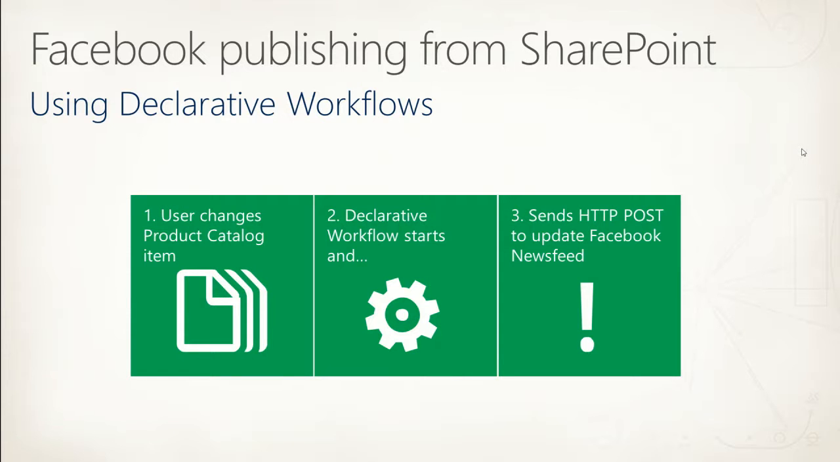What this workflow does is listen for product changes in the list. And whenever I'm changing or Frederick is changing the price, the workflow kicks off. It reads the properties of the item, like the title and the price. And then it's doing a simple HTTP post to Facebook to update our newsfeed. It is really as simple as that. No custom code. It's just a simple configuration of a workflow.